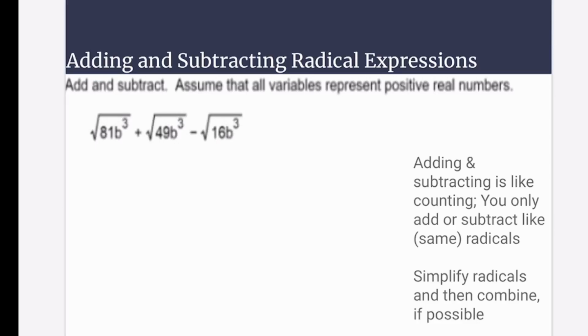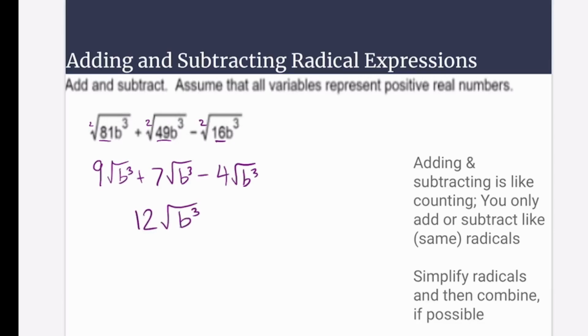So we have the square root of 81b to the third plus the square root of 49b to the third minus the square root of 16b to the third. I immediately notice all these are perfect squares. So these are square roots, and those are perfect squares, so those are going to come out: 9, 7, and 4. 9 plus 7 is 16, minus 4 is 12. So I get 12 radical b to the third.